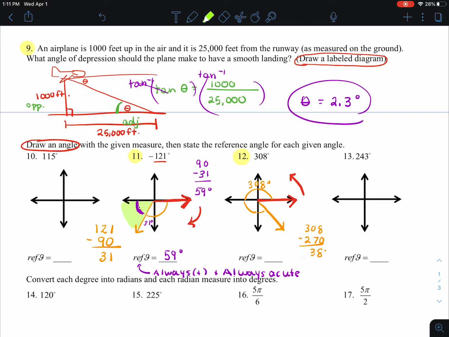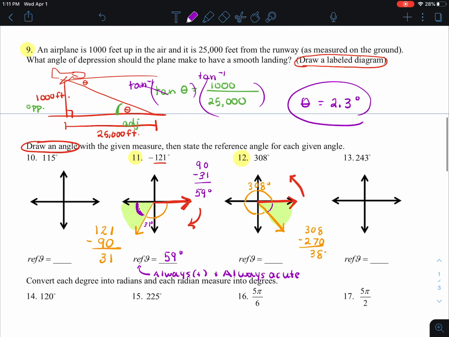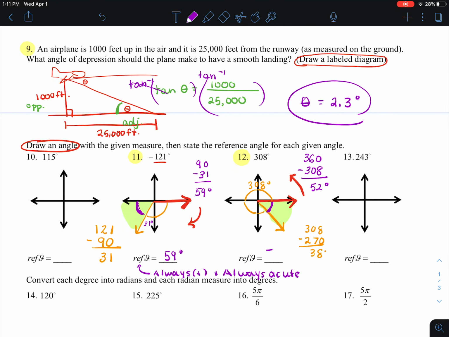But again, keep in mind, your reference angle is how far your terminal ray is to the nearest side of the x-axis. It's much closer now to the right side of the x-axis than it is to the left. So I need this gap in here. There's a variety of different ways you could get that gap. You could say, look, I know there's 360 degrees in a whole entire circle. So if I've already gone 308, I just need to figure out what's the difference between 360 and 308, and that's going to give you 52 degrees as being your reference angle.